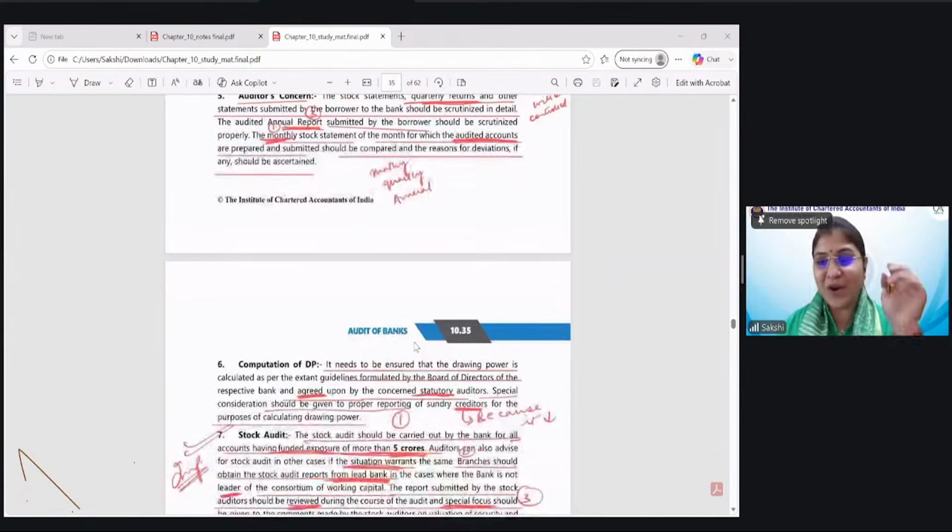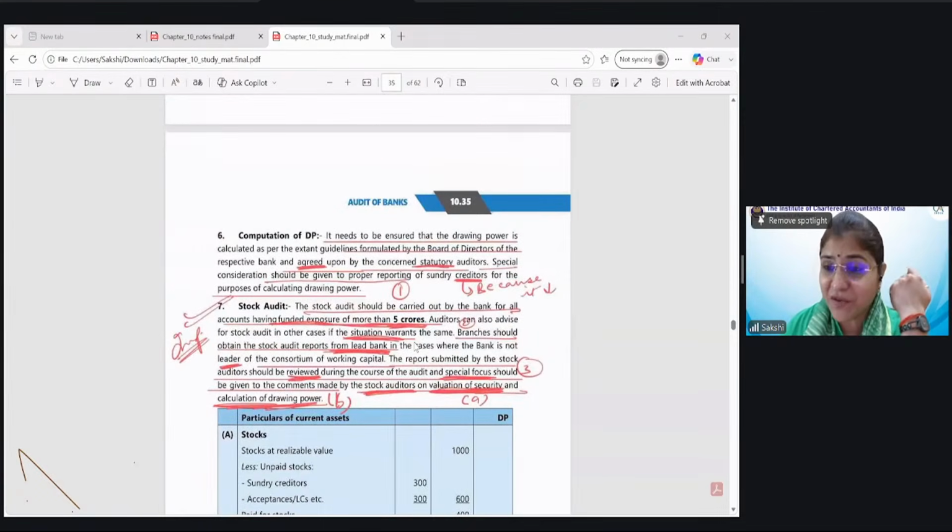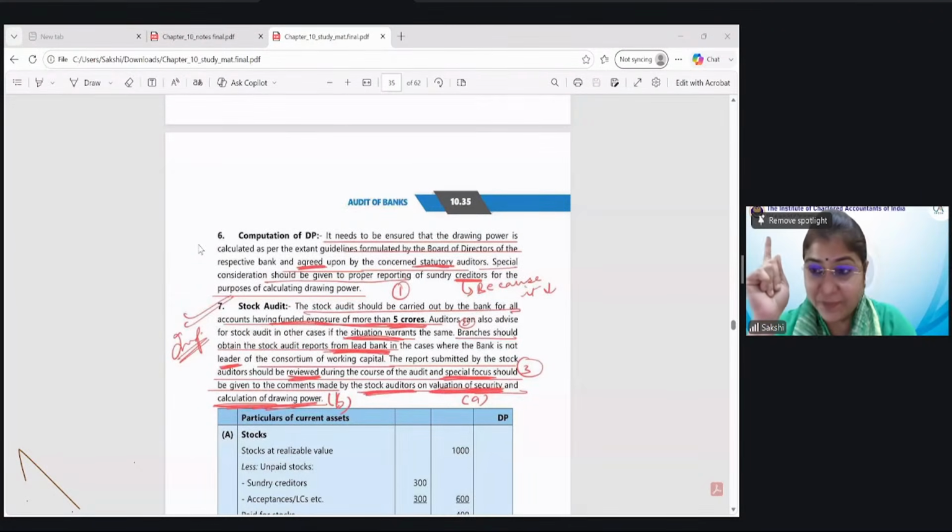Are these points clear to all of you? Then computation of DP, how did we calculate drawing power? The stock minus margin, the debtors minus margin. So they say it needs to be ensured that the drawing power is calculated as per exact guidelines formulated by the board of directors of the respective bank and agreed upon by the concerned statutory auditor. So it is decided amongst the board of directors and agreed by the statutory auditor. Special consideration should be given to proper reporting of sundry creditors. Why? Because their value might fall, okay, for the purpose of calculating drawing power.